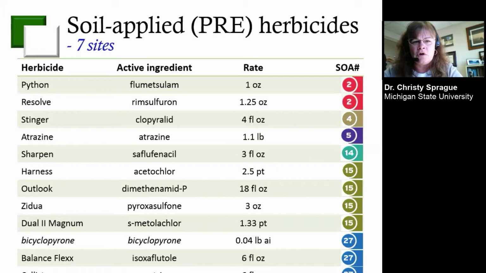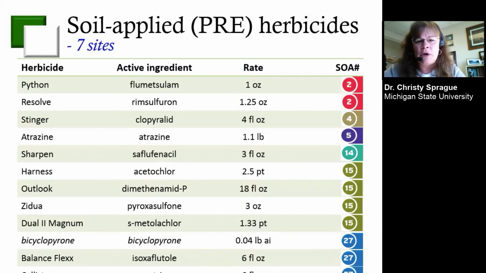We had a group 4 herbicide in Stinger, atrazine, which is very common in many of our premixes, which is a group 5, Sharpen. We've looked at a lot of the group 15 herbicides, things like Harness, Outlook, Zidua, and Dual II Magnum, which are pretty standard in most of our weed control programs. And then looked at what we would consider our group 27 herbicides, which are the HPPD inhibitors. And you'll see the product bicyclopyrone.